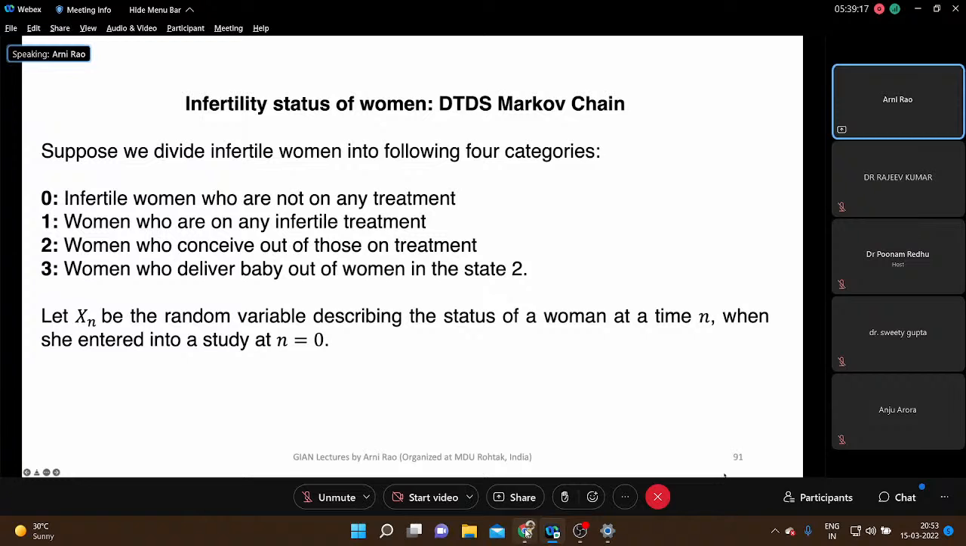Excuse me, sir. I have a question. Yeah, please. Sir, actually, I'm getting a problem in data collection from the hospitals. When we go to the hospitals, they do not agree.